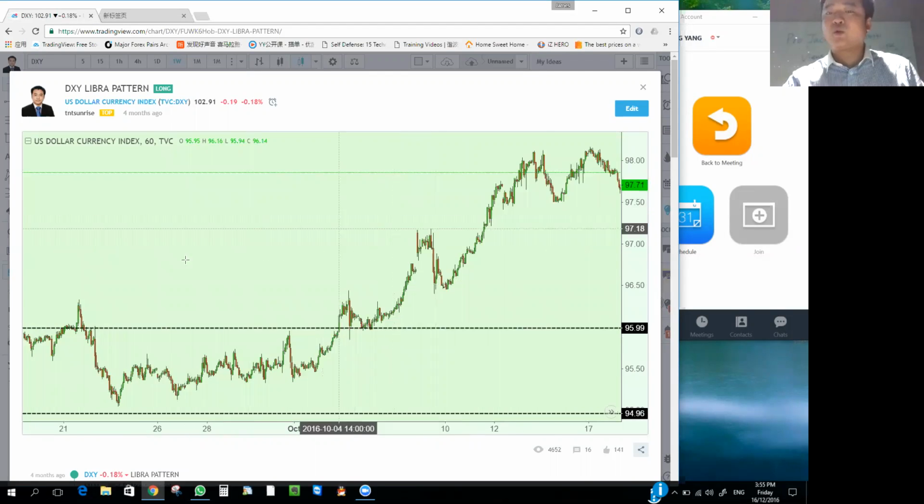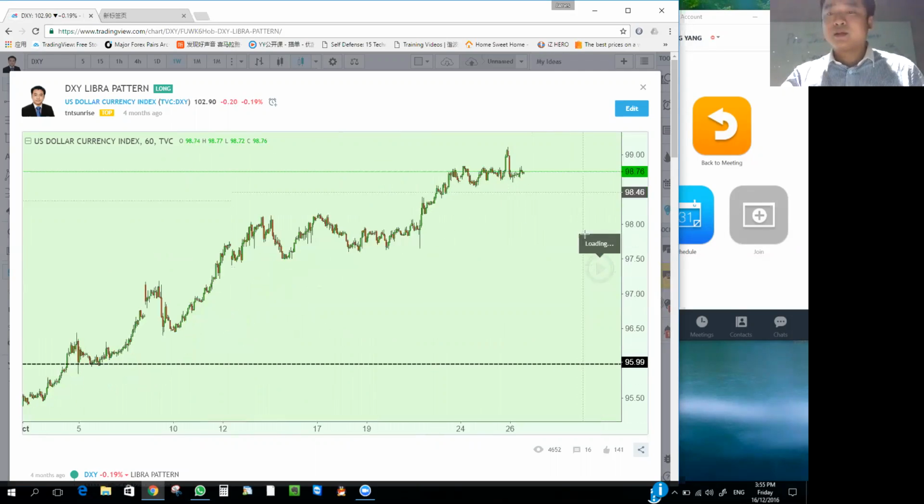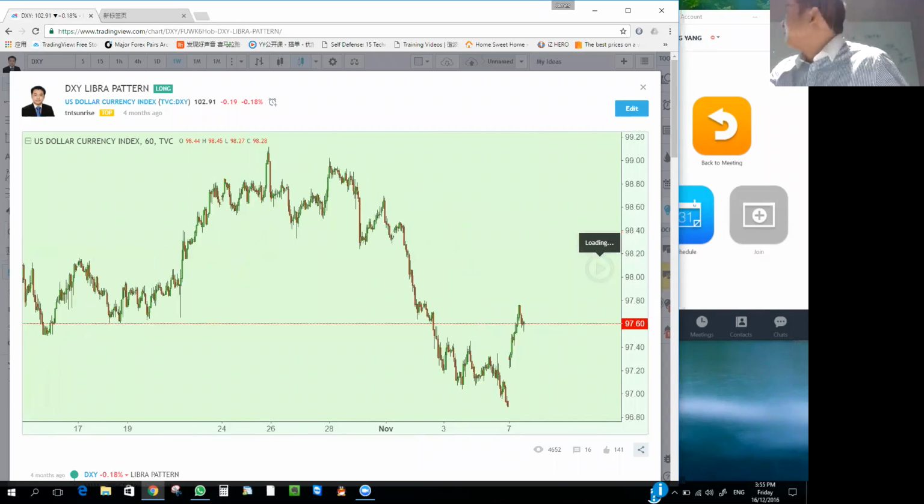Just imagine here. We bought at 94.50, and now it's 103. It just keeps going up. You just enjoy the trend. The trend is your friend when you are in the early stage, because the trend will keep going up in your favor, giving you more and more profit. The trend is not going to be your friend when it comes at a very late stage.